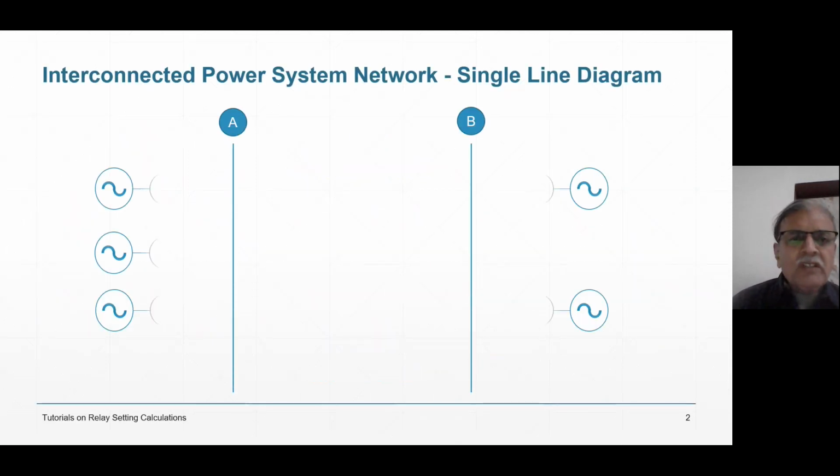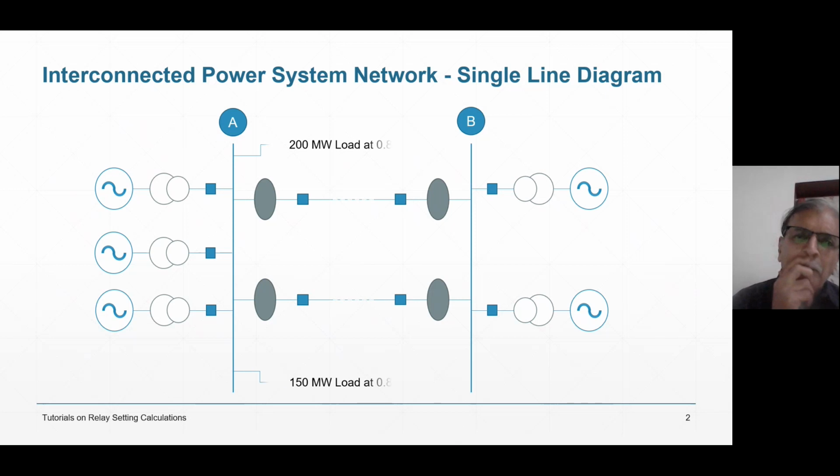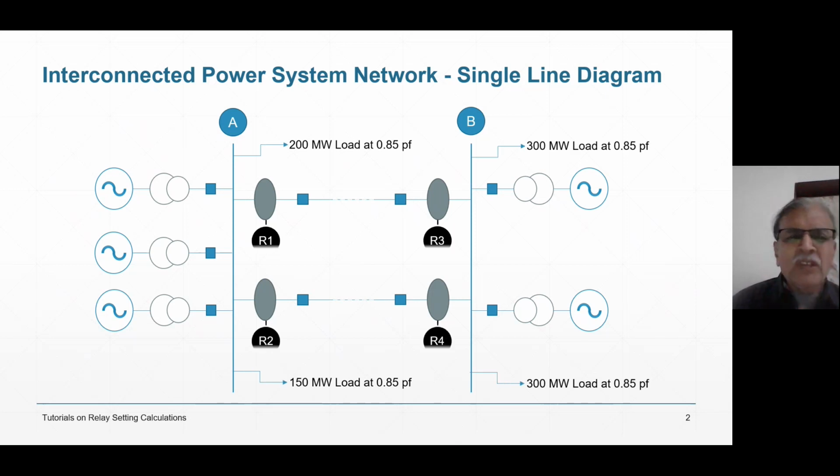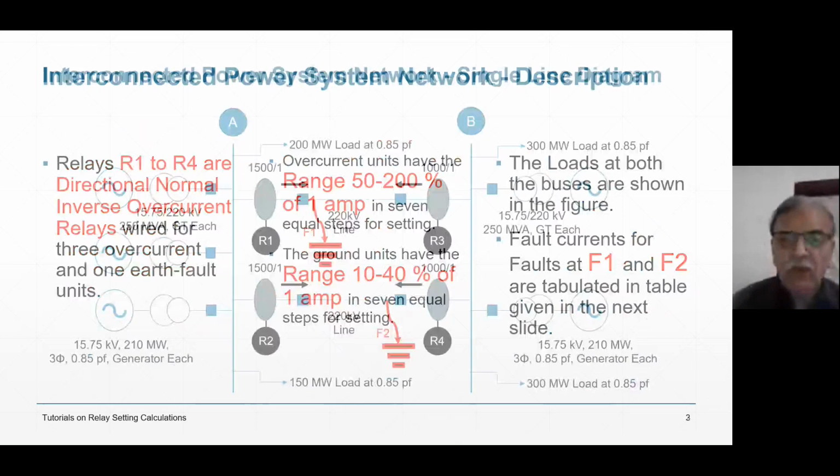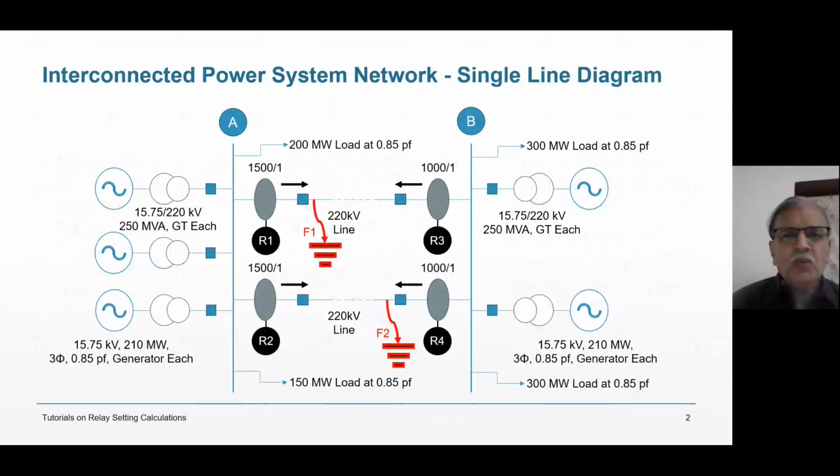So we go, this is the system. This is the system, same system, nothing new. As I told you, I am avoiding generator relays now, because then I would be complicating it even more. So I am not going into that. So this is 3 generators on one side, two generators on the other side. R1, R2, R3, R4 wired for 3 overcurrent and 1 earth fault scheme.